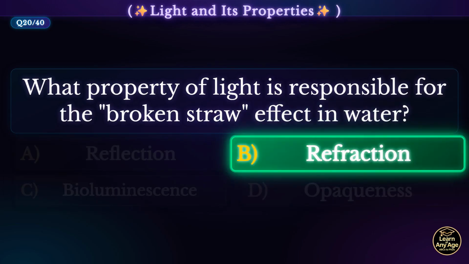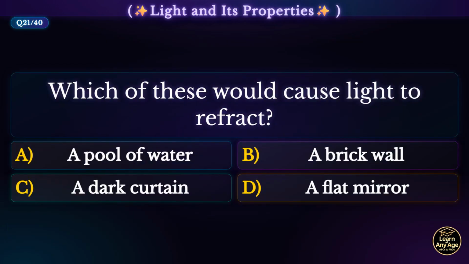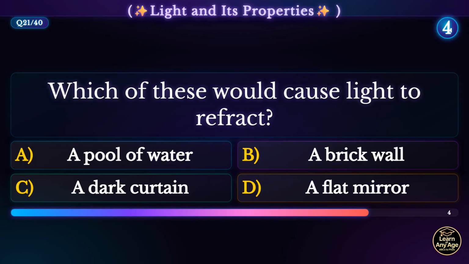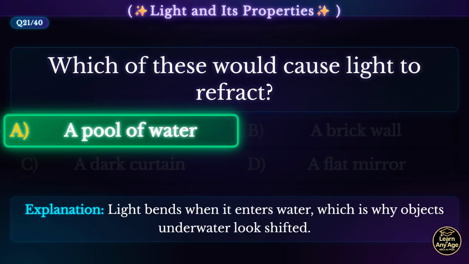Refraction. The straw looks disconnected because light bends as it leaves the water. Which of these would cause light to refract? A pool of water. A brick wall. A dark curtain. A flat mirror. A pool of water. Light bends when it enters water, which is why objects underwater look shifted.